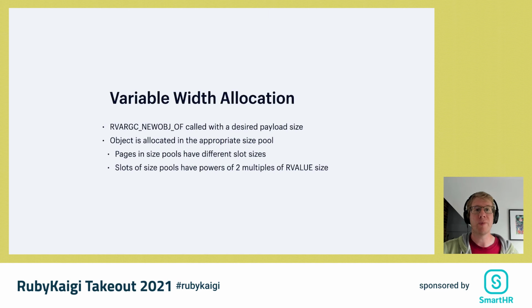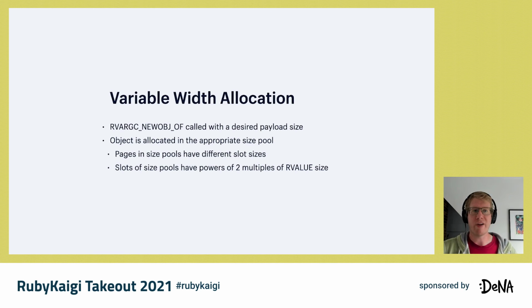This slot size can be a power of 2 multiple of the RVALUE size, so 40, 80, 160, 320, and so on. We chose powers of 2 because they are the easiest to work with and efficient, since we can use bit shifting instead of more expensive mathematical operators to calculate them. And we multiply our powers by the RVALUE size so that we don't waste space when allocating just a single RVALUE.